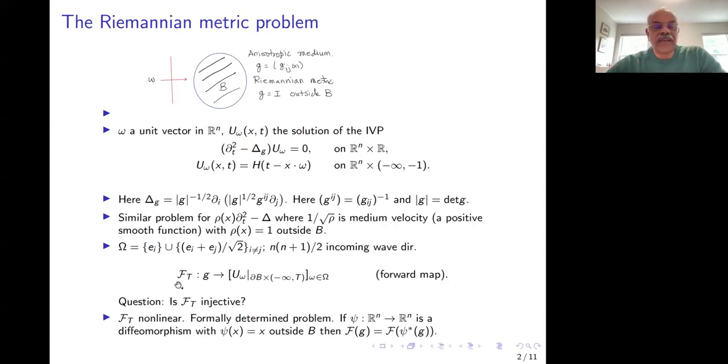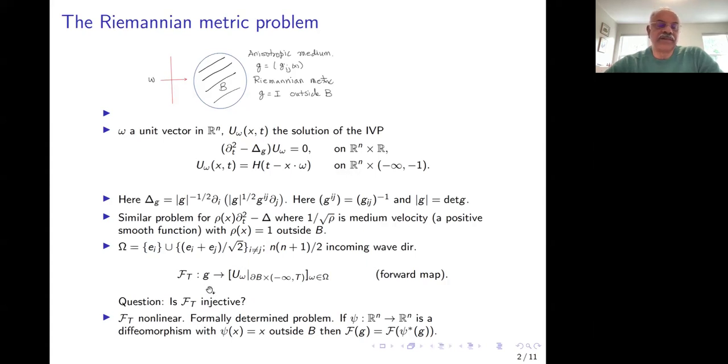We also know that ft is not injective. If you have any diffeomorphism psi of Rn which is the identity outside B, then the pullback metric psi star G has the same data as the metric G. So, of course, it should be f sub t, sorry. It's not injective, but the question is: is it injective up to a diffeomorphism which is the identity outside B? That's the question we are interested in addressing.